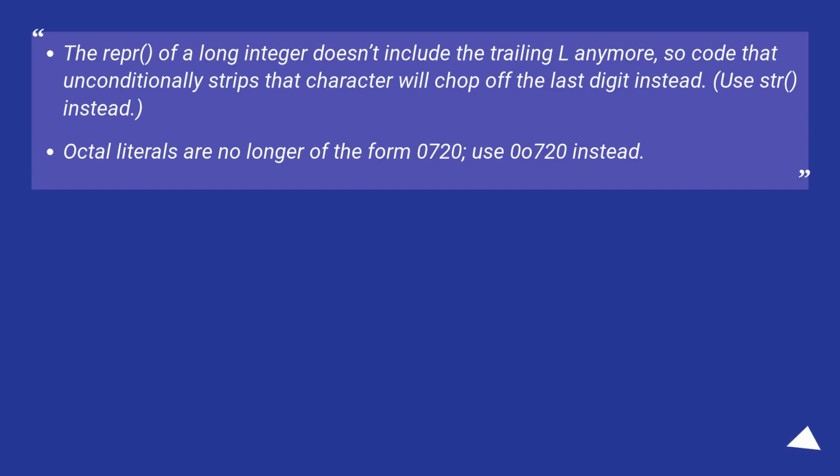The repr of a long integer doesn't include the trailing L anymore, so code that unconditionally strips that character will chop off the last digit instead. Use str instead. Octal literals are no longer of the form 0720, use 0o720 instead.